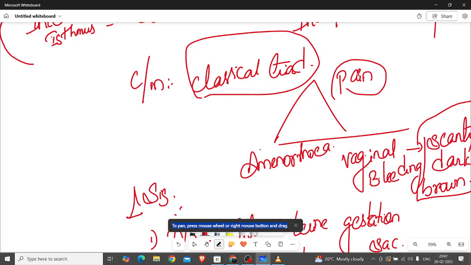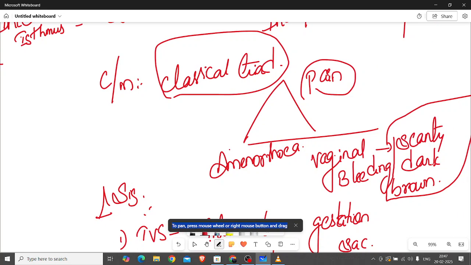And vaginal bleeding also, it is scanty and dark brown. The vaginal bleeding will be dark brown in color.